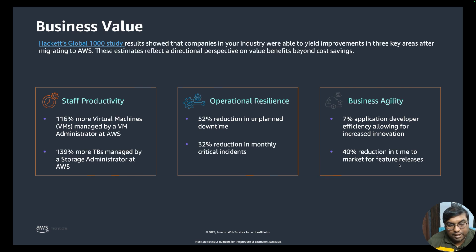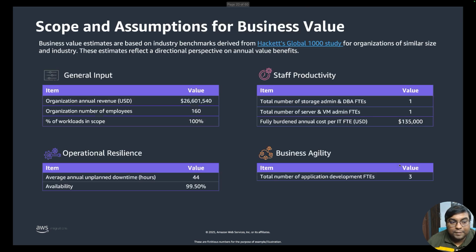So staff productivity: under staff productivity, it is saying 116% more virtual machines managed by VM administrator at AWS, so it's automatically done. 139% more TBs managed by storage administrator at AWS, so it's done. So the productivity increases significantly. 52% reduction in unplanned downtime, 32% reduction in monthly critical incidents. Then it takes about 7% application developer efficiency. So all these are the summary of all the inputs that came through the Migration Evaluator.